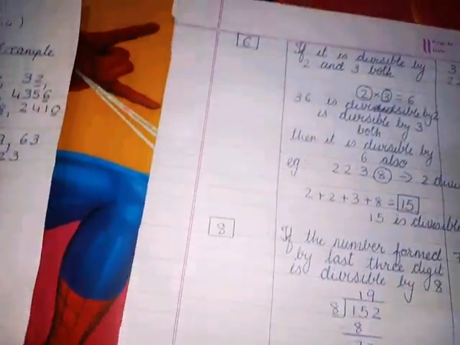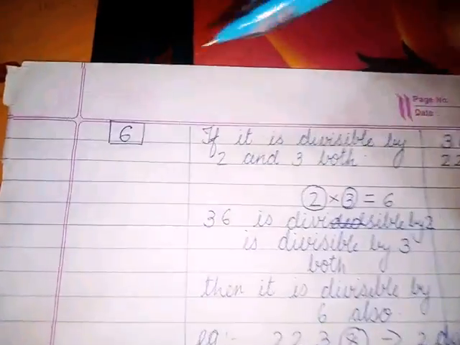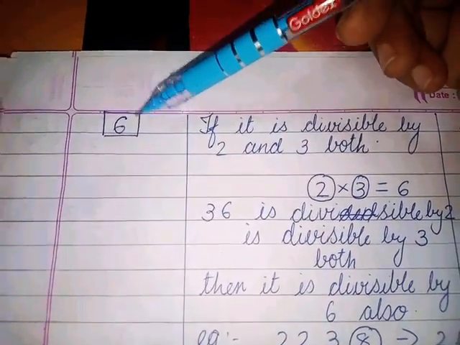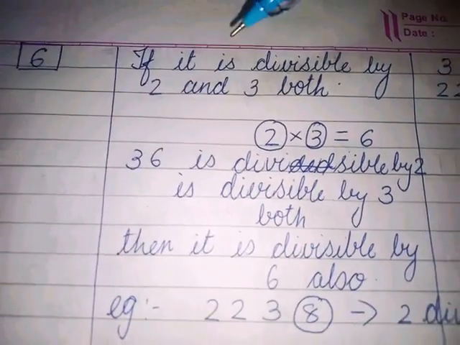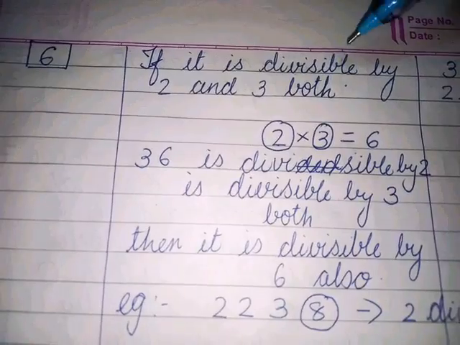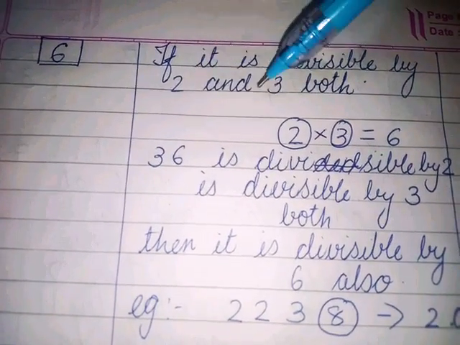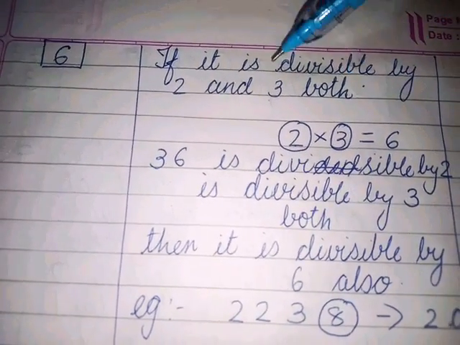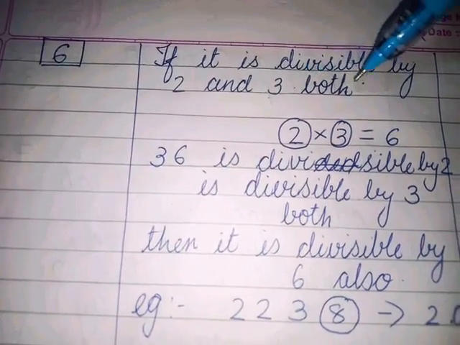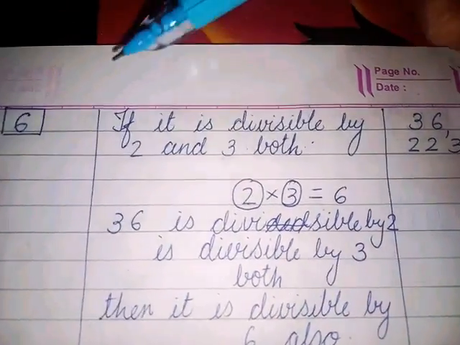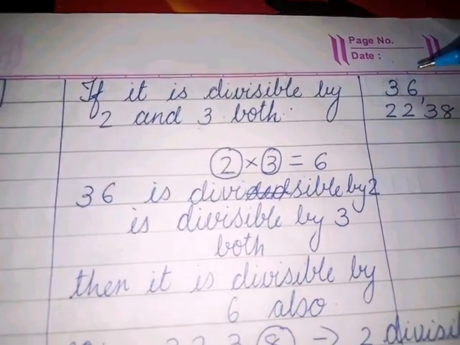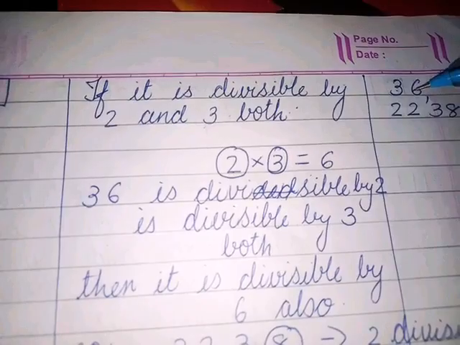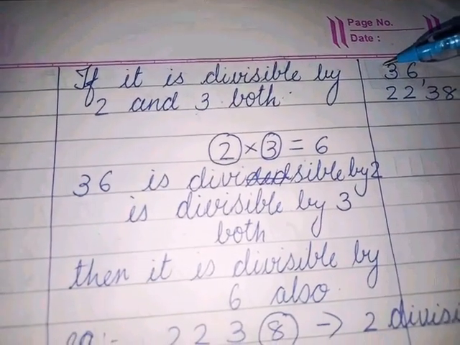Now we will go for: is the number divisible by 6 or not? So what is the rule that this number is divisible by 6 or not? It is simple. If it is divisible by 2 and 3, both. If the number is divisible by 2 and 3, both, then we can say that this number is divisible by 6. For example, your number is 3 and 6, that is 36.